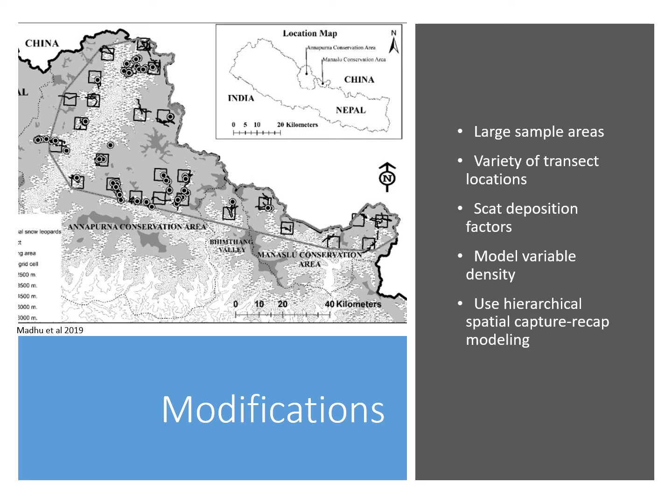Possible modifications for this method include sampling from larger areas to prevent positive bias, and placing sample transects in a variety of locations. There are also some modeling considerations, such as making scat depositions a factor to correct estimates, and using variable density to correct if the sample area is too small. You can also use hierarchical spatial capture-recapture modeling to account for the imperfect distribution and detection of scats.